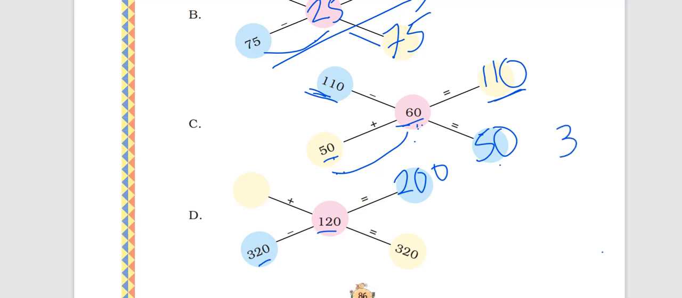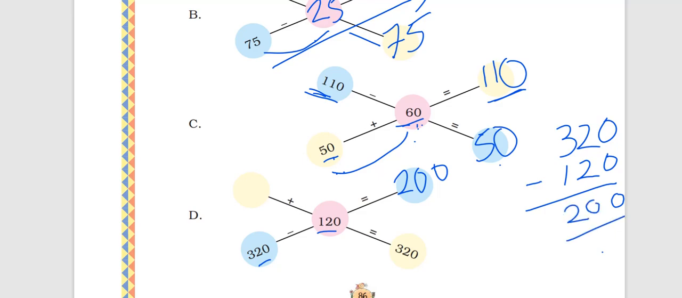Let's solve that using our whiteboard as well, just to make sure we are on the same page. 320 minus 120: 0 minus 0 ones is 0 ones, 2 minus 2 tenths is 0 tenths, and 3 minus 1 hundred is 200. There we have it. So 320 minus 120 is 200.